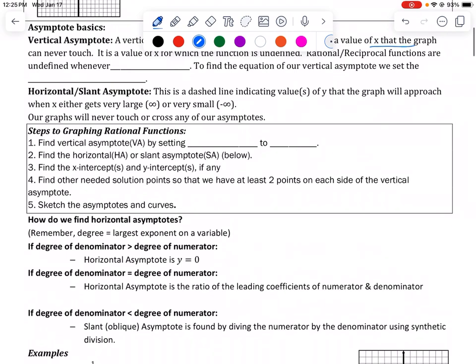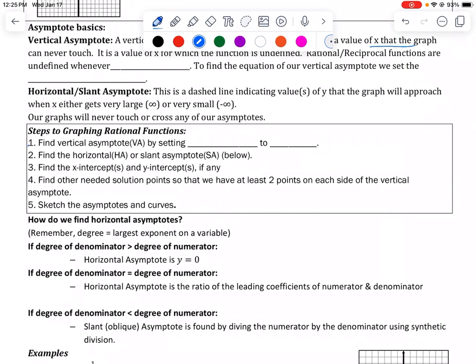So the steps: we're going to find the vertical asymptote by setting the denominator equal to 0. We're also going to find the horizontal or slant asymptote. We'll talk about how you find each of those in the context of the problem, which is probably the easiest way to see it.